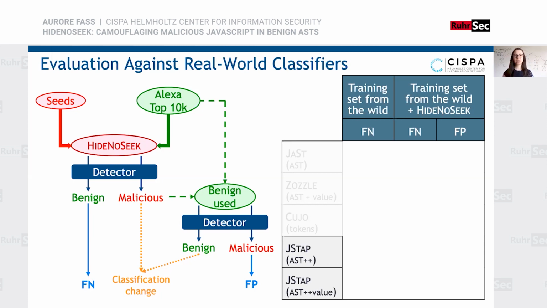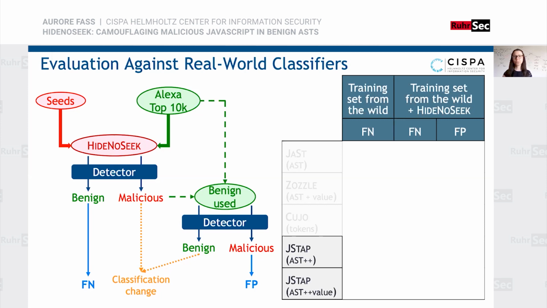JSTAP is a JavaScript detection system which is composed of several modules, and each module has a different way of abstracting the JavaScript code statically. Here we focus specifically on the module AST++, meaning the AST enhanced with control and data flow information. For the AST++ value, we're also including some additional information regarding variable names and value, similarly to Zozo. So JSTAP is also using machine learning and is also open source.